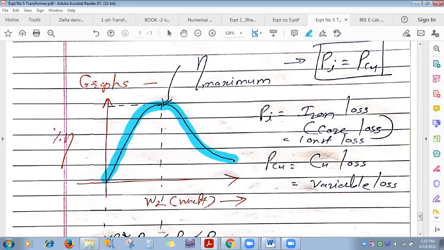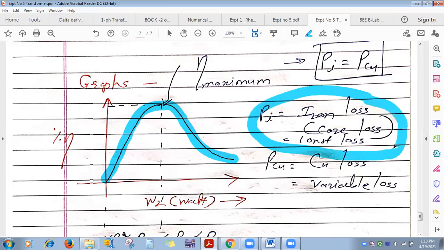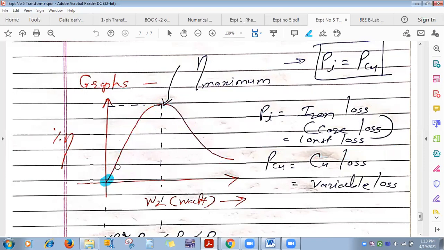Now, why is the nature so? We have seen the losses. Here V1 is constant, that's why flux in the core is constant. In the direct loading method, V1 is constant, that's why flux in the core remains constant. And that's why iron loss, core loss, is always constant. From this point to this point, iron loss is constant.